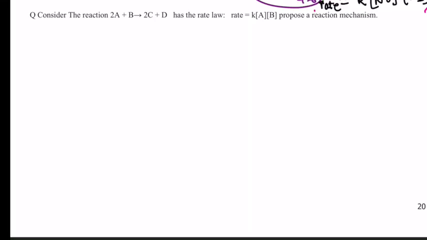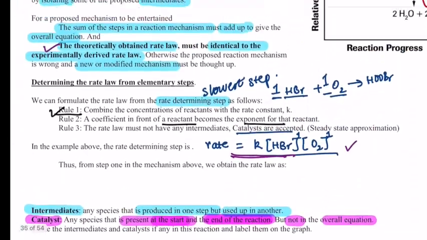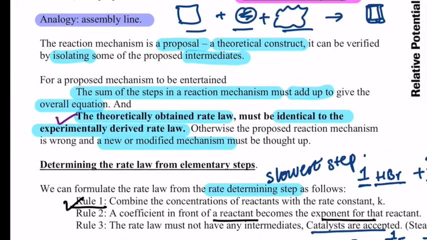Having learned how to write the rate law from a mechanism, let's take up an example where you're given a reaction, you are told its rate law, and you're asked to propose a reaction mechanism. Keep in mind that you can give any reasonable answer. The only conditions that your answer needs to meet are what were given here to you.